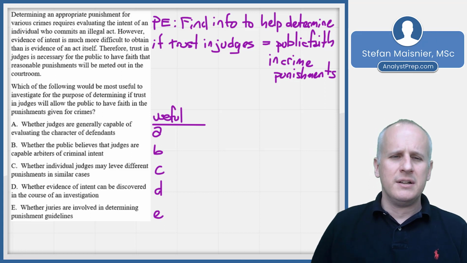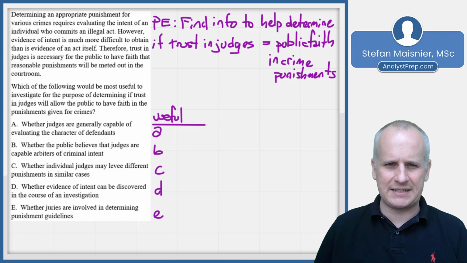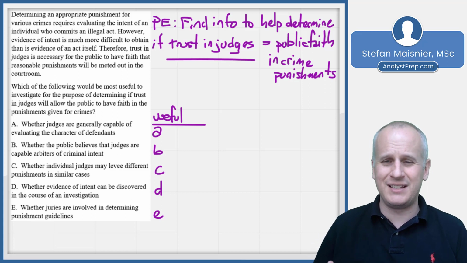So, from the beginning, determining an appropriate punishment for various crimes requires evaluating the intent of an individual who commits an illegal act. However, evidence of intent is much more difficult to obtain than is evidence of an act itself. Therefore, trust in judges is necessary for the public to have faith that reasonable punishments will be meted out in the courtroom. So it's all about the trust in judges. And we basically need to make sure that that is in some way going to help dictate public faith.